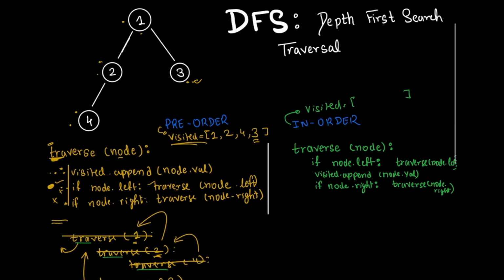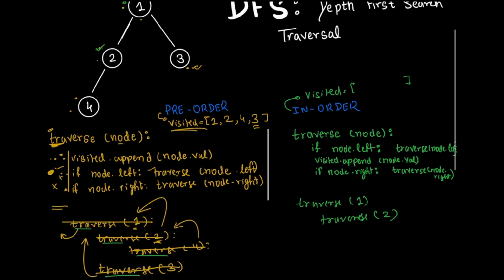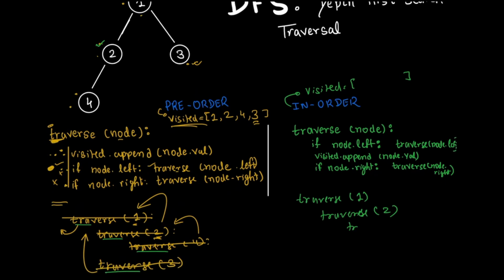So in the InOrder, what will happen is we traverse the root, that is 1, and then we do not do anything to the visited list, but we check for the left child. Does 1 have a left child? Yes, it has one. So we traverse 2. Does node 2 have a left child? Yes, it has one, and that is 4, so we traverse it.